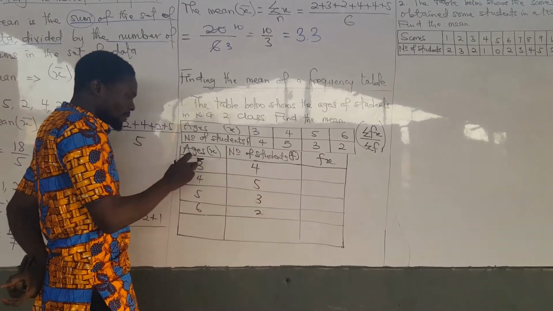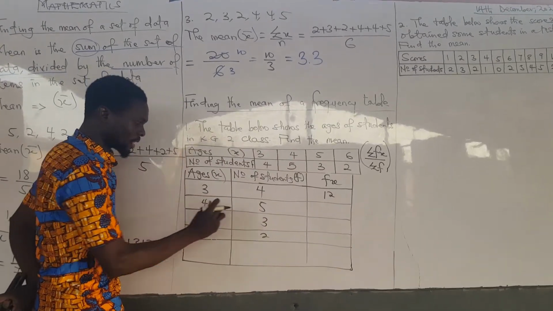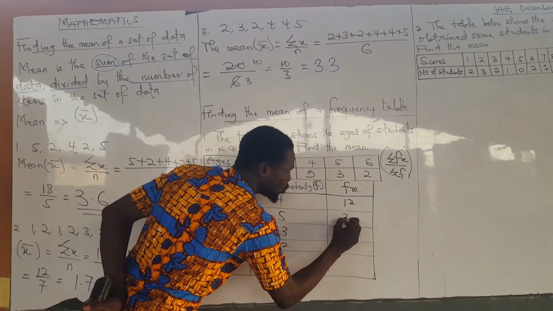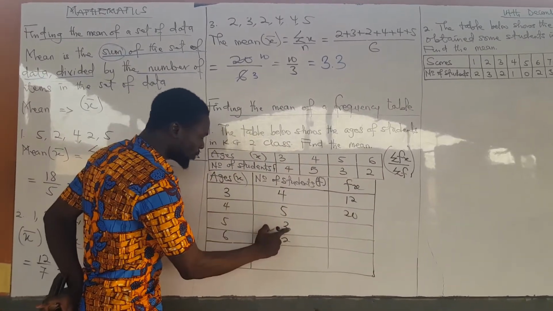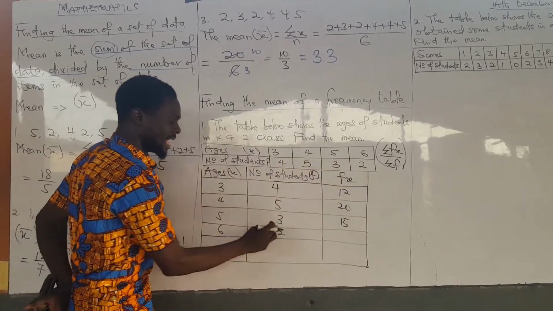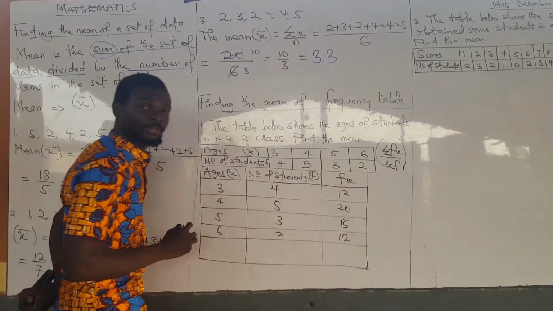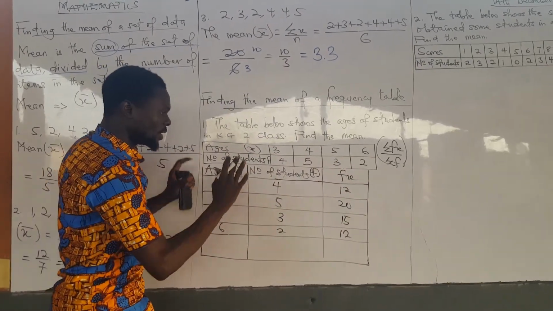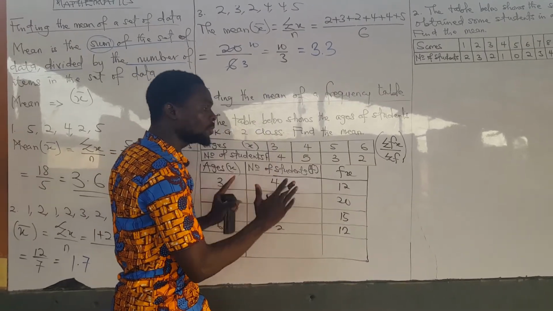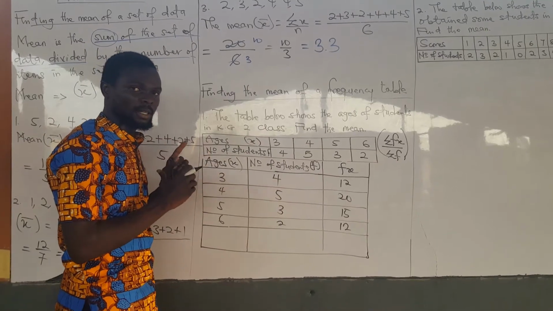So 4 times 3 will give us 12. That is fx. 5 times 4 will give us 20. 3 times 5 will give us 15. And 6 times 2 will give us 12. Now, if we are able to solve to this position, then we've almost cleared 50% of our problems or burdens.